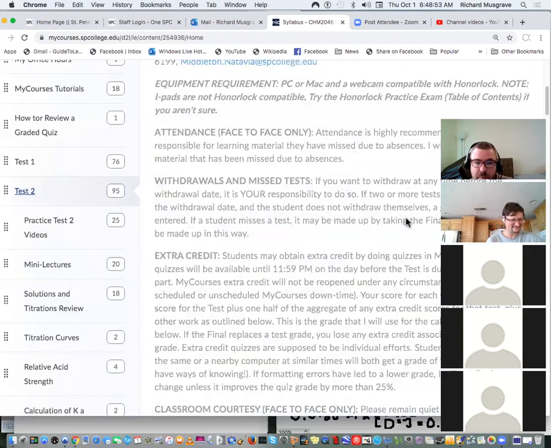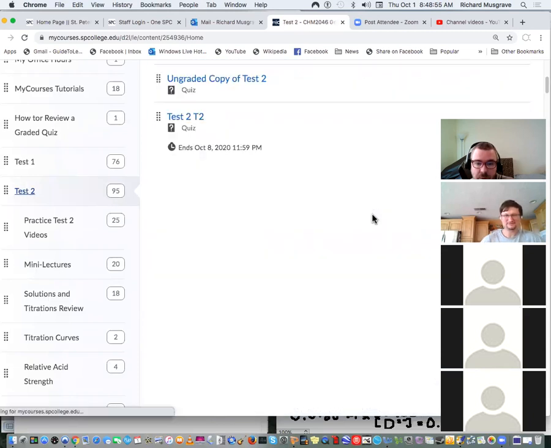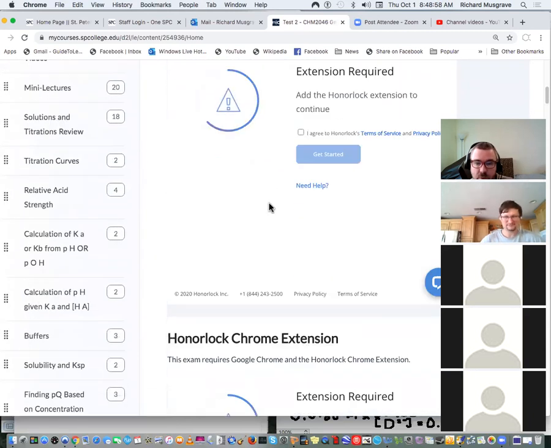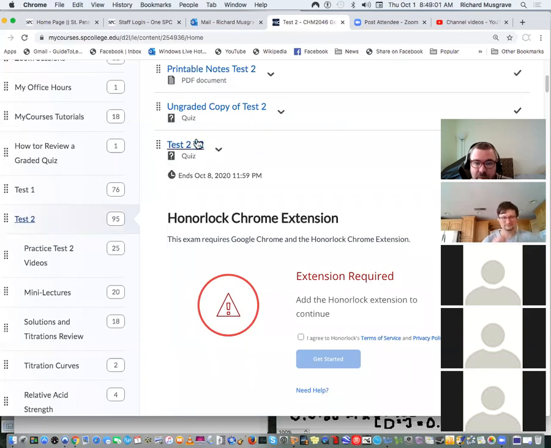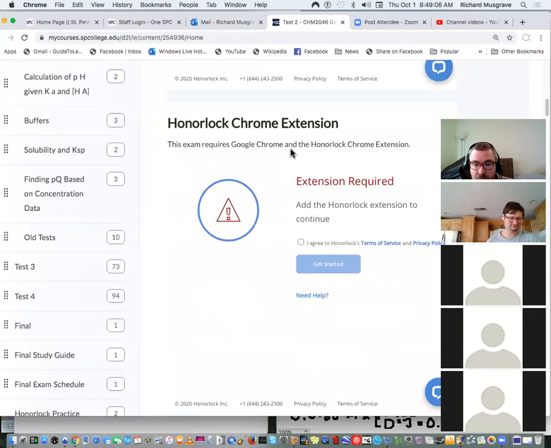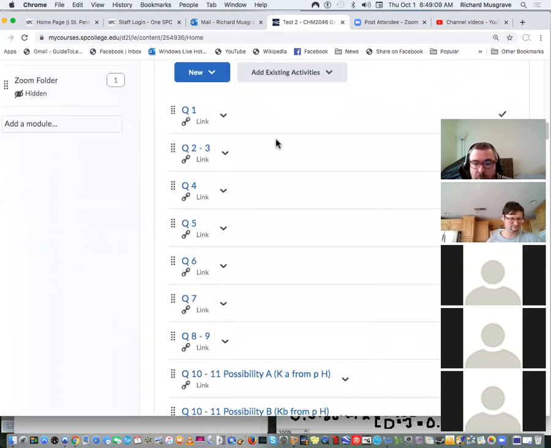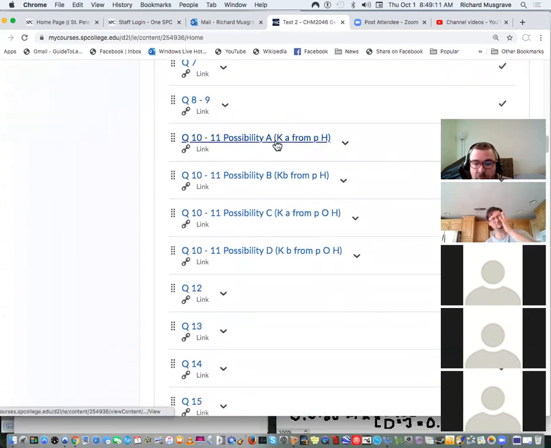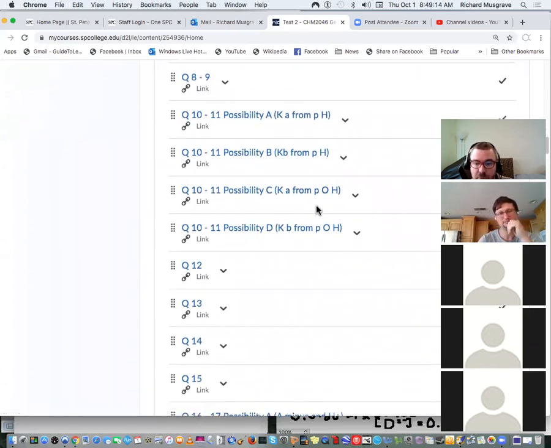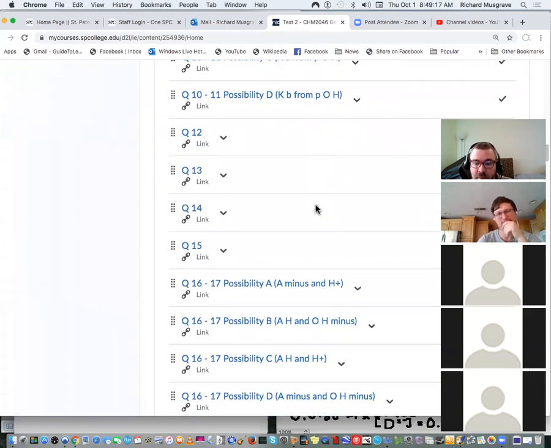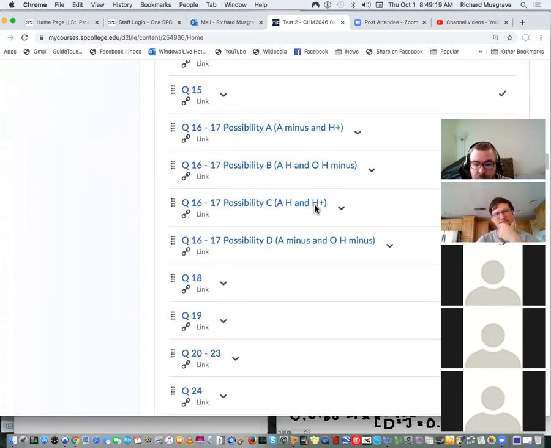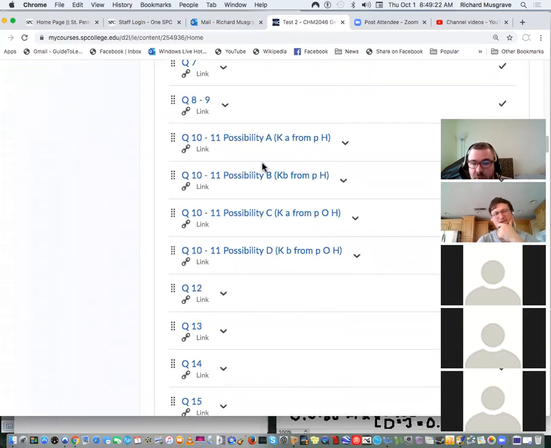So let's start at the beginning here and look at the test. Now remember that test 2 is going to be exactly the same as the ungraded copy, same formatting, everything else. I do have videos for every single type of problem and every possibility for those types of problems. So I wasn't lazy about this. For 10 to 11, there's actually 4 possibilities that you can get, and I have videos for all 4, even though you're only going to get 2 of them.